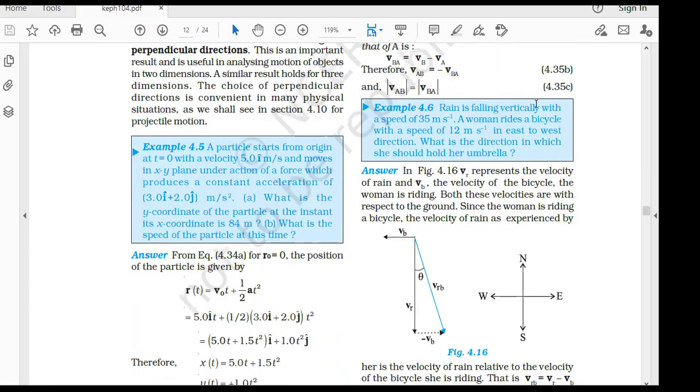This is the kind of problem which we did. Rain is falling vertically with a speed of 35 meters per second. A woman rides a bicycle with a speed of 12 meters per second in east to west direction. What is the direction in which she should hold her umbrella? So now the speed of the woman is 12 meters per second, but the speed of the rain is 35 meters per second. So type 1 or type 2?